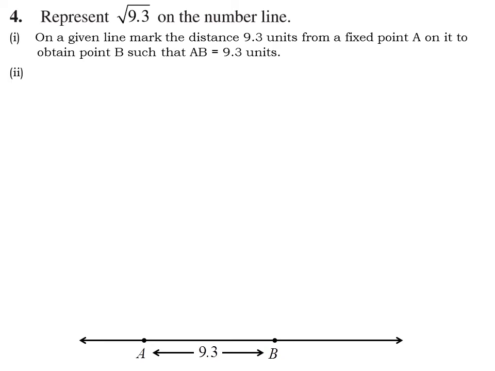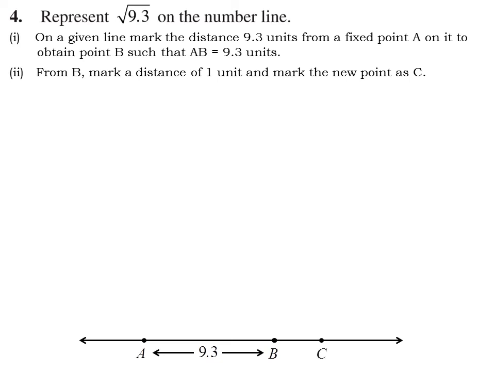Now from the point B, mark a distance of 1 unit and mark that point as C. So we are marking another point at 1 unit distance, and the point is C, and the distance between B and C is 1 unit. Now the third step: find the midpoint of AC and mark that point as O.